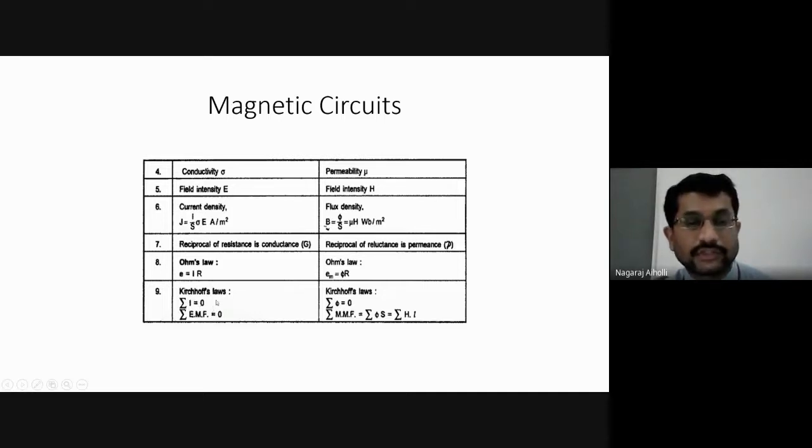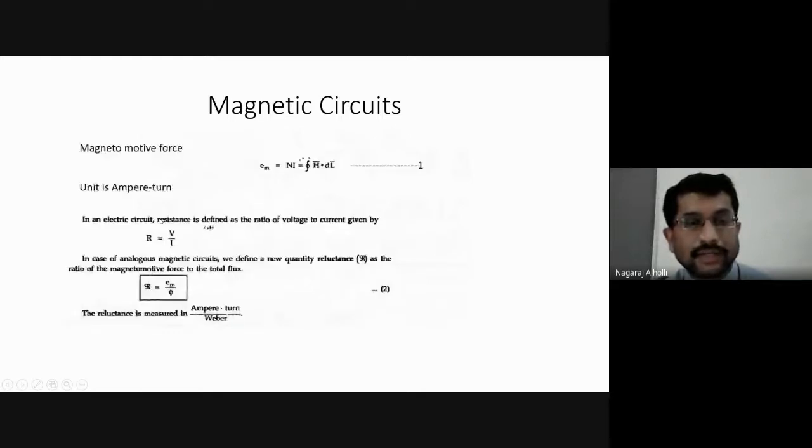That is Kirchhoff's first law, current law. Then Kirchhoff's second law is summation of EMF equal to 0, the sum of the product of the current and the resistances equal to 0. In magnetic circuits, Kirchhoff's first law is summation of flux equal to 0. Then summation MMF is equal to summation phi into S, that is summation H dot L or H into L. This is Kirchhoff's second law for the magnetic circuits. So we have compared the electrostatic circuits or electric circuits with the magnetic circuits. These are a few of the comparisons.